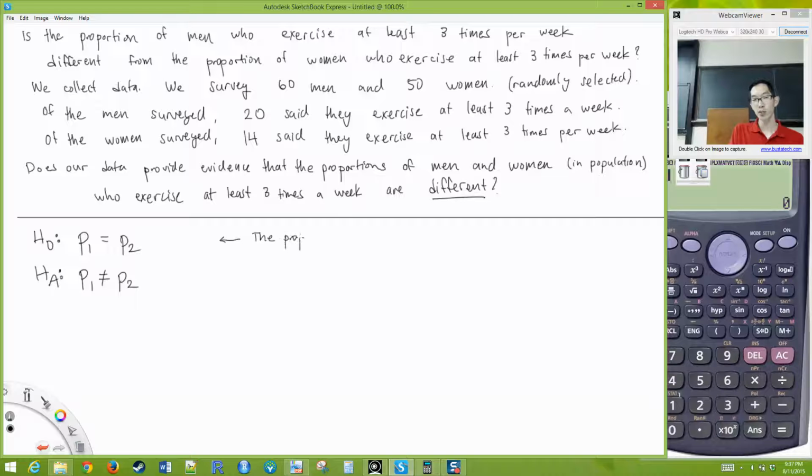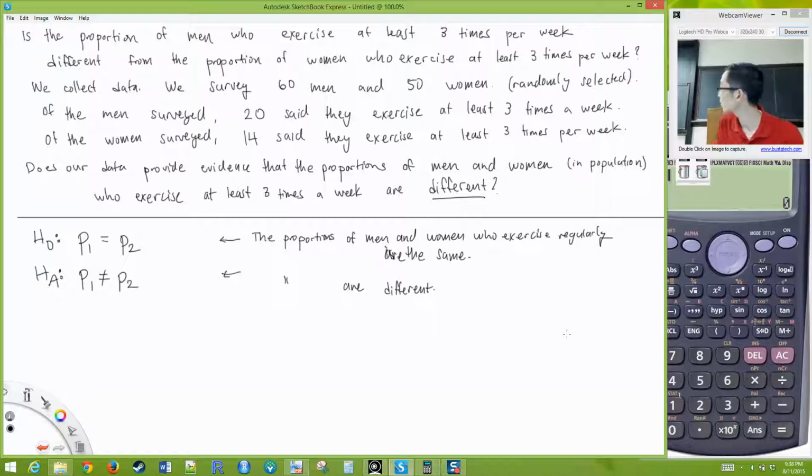The proportions of men and women who exercise regularly is the same. Okay, that's what the null hypothesis states. And then the alternative is the same thing, but they are different. Oh, I should say the proportions are the same versus the proportions are different. That's what they are in words.